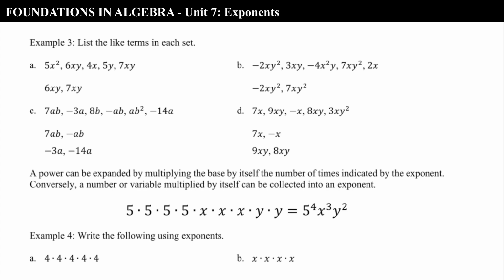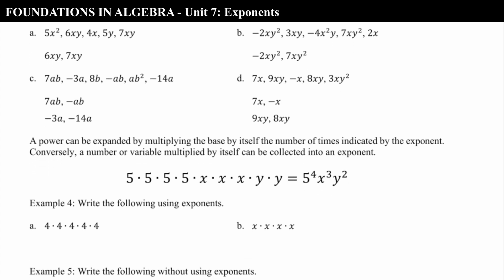A power can be expanded by multiplying the base by itself the number of times indicated by the exponent. Conversely, a number or variable multiplied by itself can be collected into an exponent. So here, if we do 5 times 5 times 5 times 5, that's 4 of them, so we can collect that as 5 to the 4th. We also have an x times x times x. We can collect that into x to the 3rd. And then y times y is, of course, y squared.